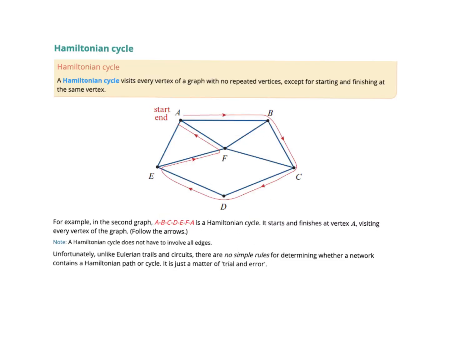If we look at a cycle here, we're going to use every vertex of the graph, and we're not going to repeat one, but we'll start and finish at the same one. You can see here they started at A, they went to B, C, D, E, F, and then they went back to A. So that's a cycle. You've gone to every vertex and you start and finish at the same one.